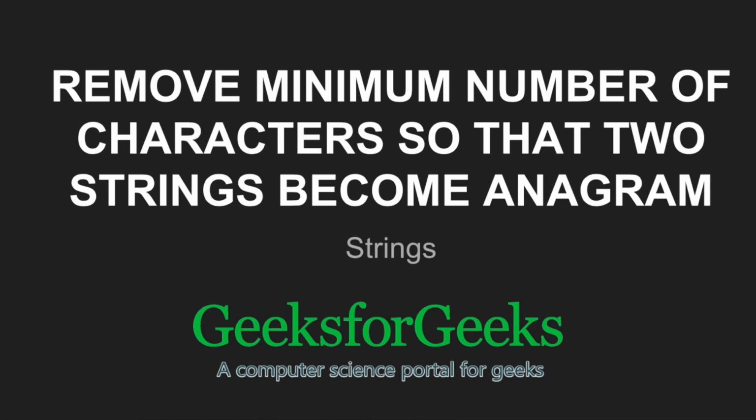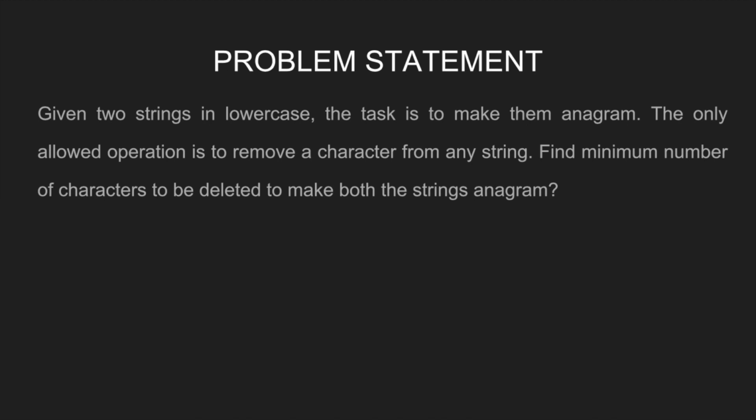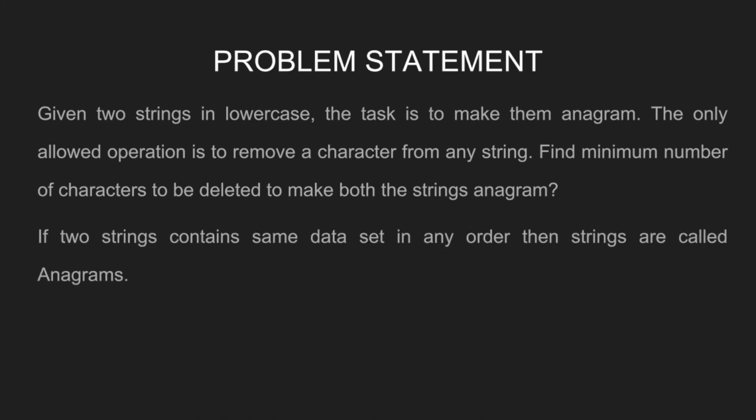This is a video tutorial on how to remove the minimum number of characters so that the two strings become anagrams. Given two strings in lowercase, the task is to make them anagrams. The only allowed operation is to remove a character from any string. Find the minimum number of characters to be deleted to make both the strings anagrams. If two strings contain the same dataset in any order, then the strings are called anagrams.